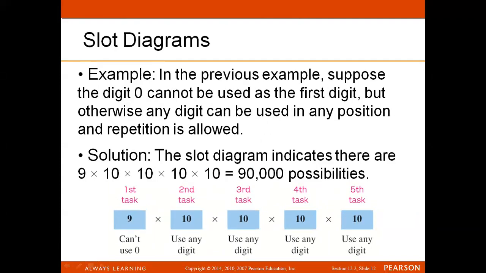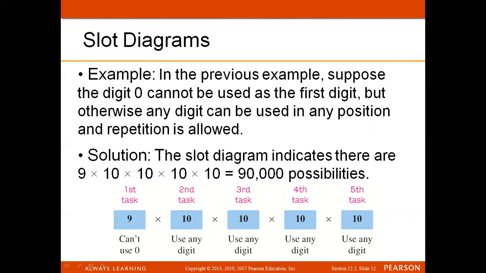In the previous example, suppose the digit 0 cannot be used as the first digit, but otherwise any digit can be used in any position and repetition is allowed. Then the solution changes by representing the first task as the restriction that we cannot use 0.